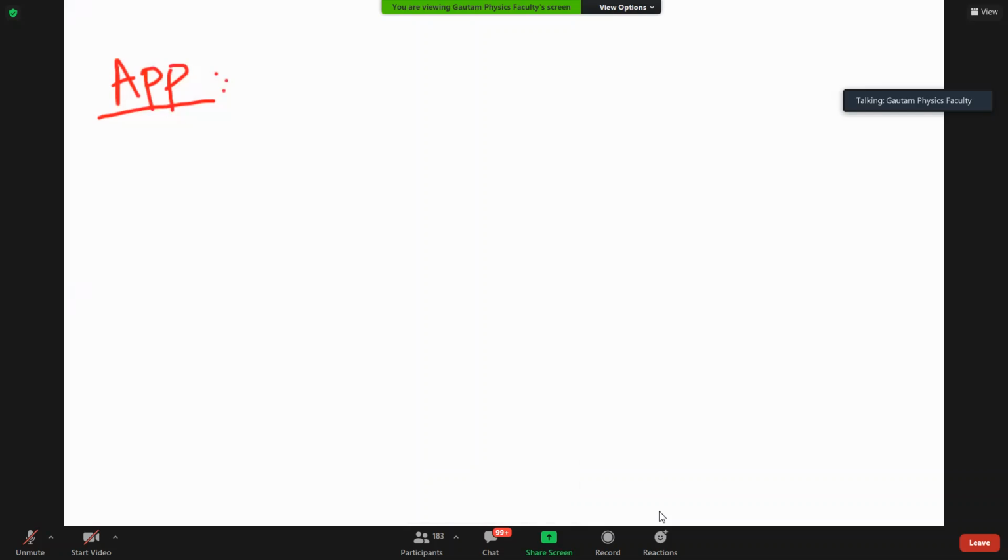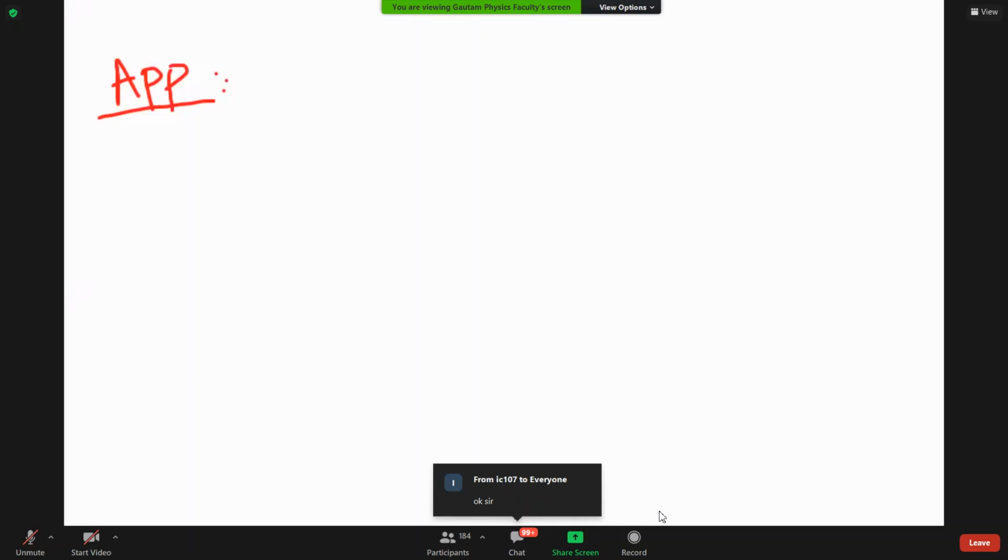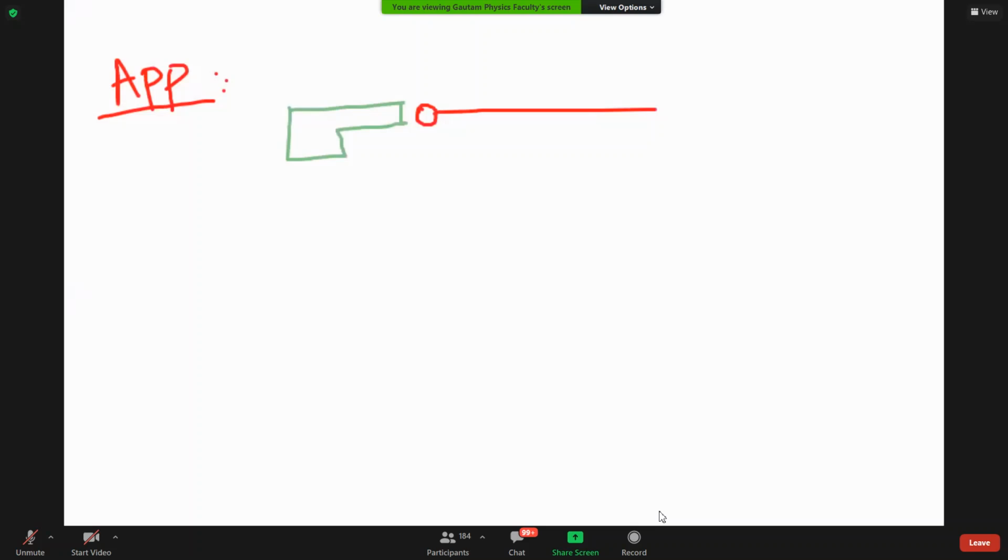Now coming to the next application. Whenever we are firing, one beautiful application is like this. From a gun, a bullet of mass small m is fired, moving with a speed v, and hits the target.